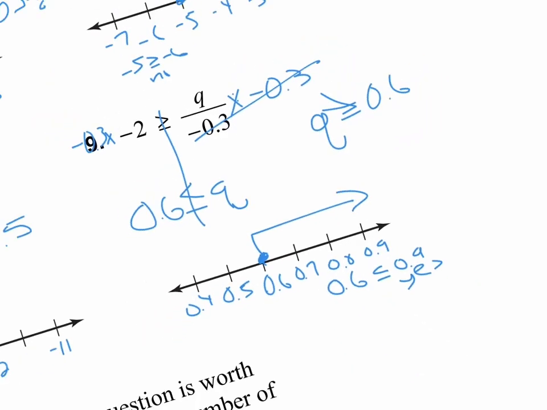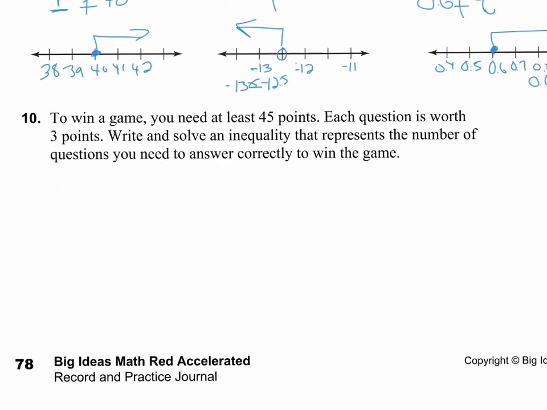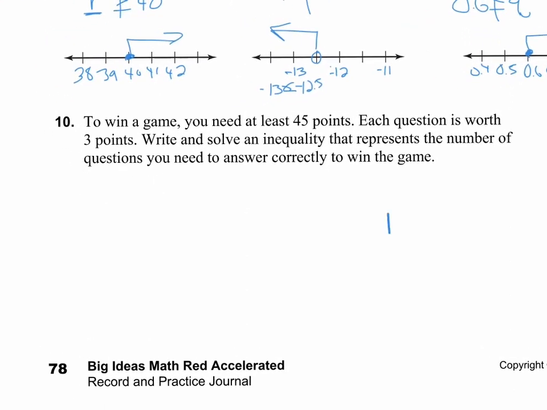All right, last problem that we will be doing: to win a game, you need at least 45 points. So 45 points at least. So you have to have more than or equal to 45, okay? At least goes away. Each question is worth 3 points. Write and solve an inequality that represents the number of questions you need to answer per game. So we don't know how many correct answers we got, so that's going to be my P. But I know I get 3 points per correct answer. So it would be 3 times P is greater than or equal to 45.